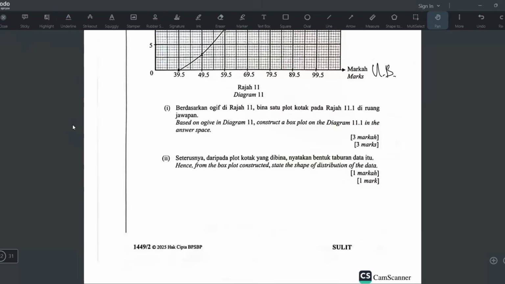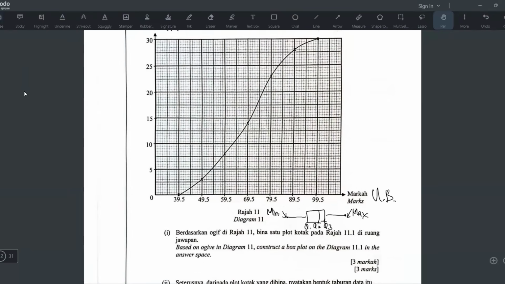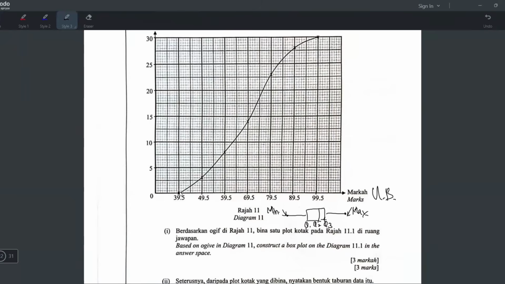Because your box plot will look like this later, right? But you need to find the minimum and then the maximum, and then these three lines are the Q1, Q2, Q3. How to find minimum and maximum? It's very easy. The minimum will just be the first point here, the x coordinate, so 39.5, and then the last point, the x coordinate, 99.5. So that's the minimum and maximum.